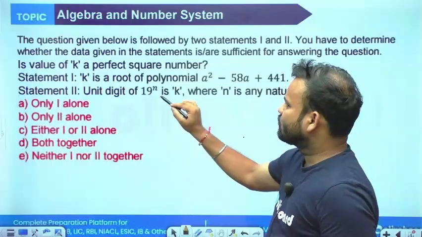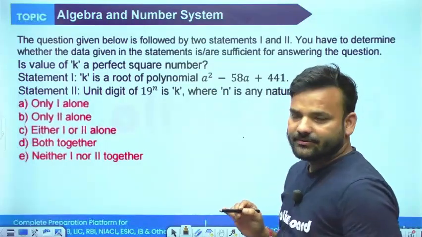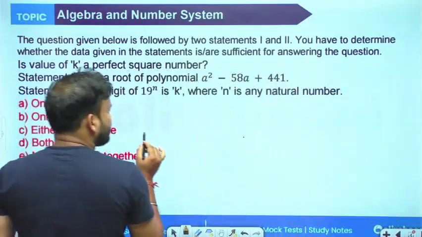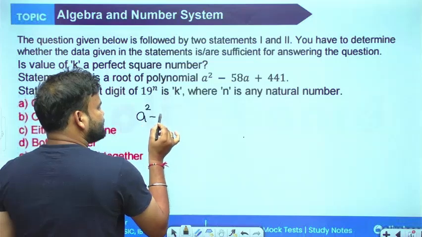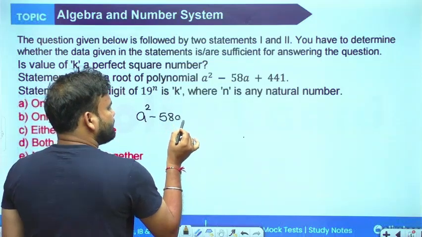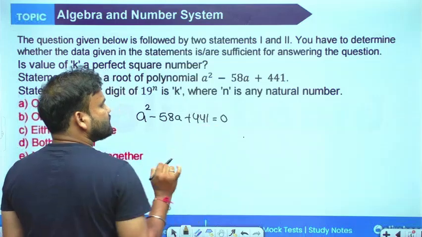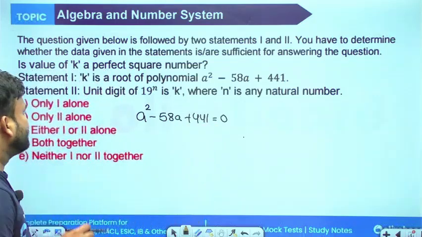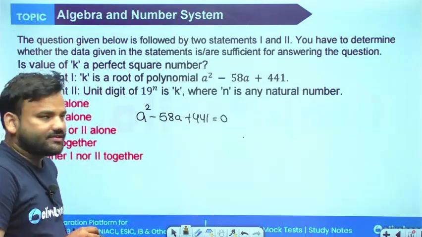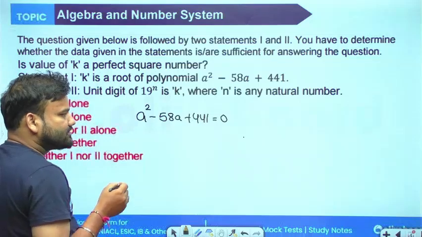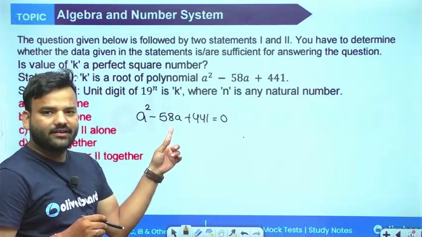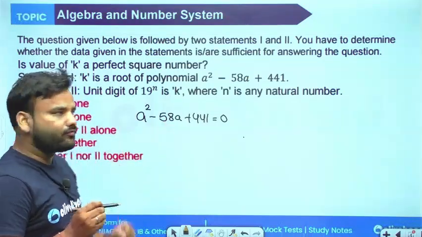So k is a root of this polynomial. This is a quadratic function: a square minus 58a plus 441 equals 0. It's a root of this particular expression. Now, the sum of roots should be 58 and the product of roots should be 441.